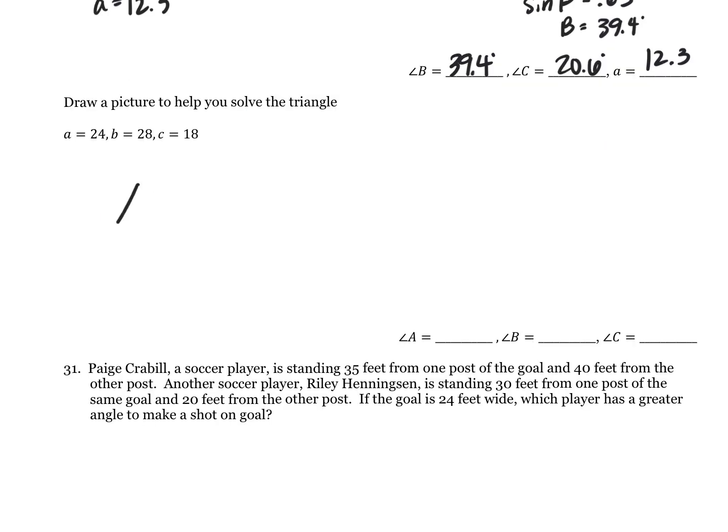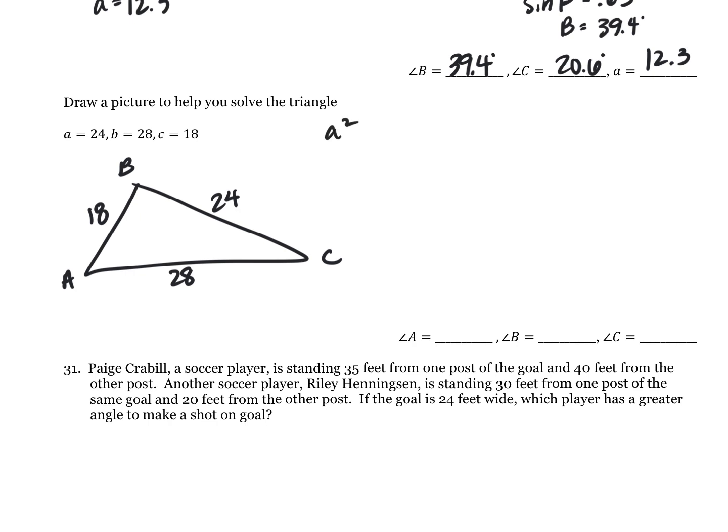Let's go draw ourselves a picture. And again, I'm not drawing right triangles because they're probably not right triangles. Side A is 24. Side B is 28. Side C is 18. We've got to go law of cosines. I have to find an angle. I'm going to write down what the law of cosines is real fast, just so that you don't have to flip it. Okay. Now, it's up to you guys. Do we want to find angle A, B, or C?